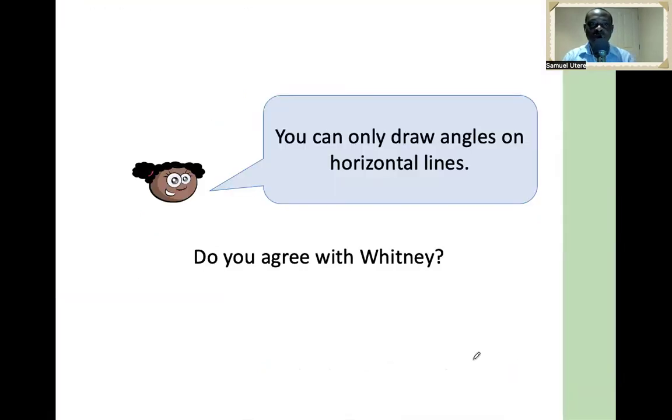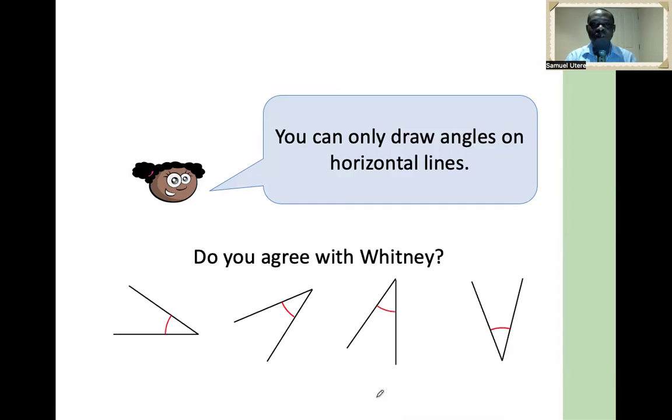Okay, let's do some new learning. Here, she says you can draw angles on horizontal lines only. Do you agree with Whitney? Have a think. Of course, no, because we can have the orientation of our protractor in different ways. So you can see we can draw our angles in that orientation, we can draw in that orientation, or even in this orientation. What matters is making sure that the crosshair of your protractor lines up with the vertex of the angle you are drawing, okay, with the end of the line.